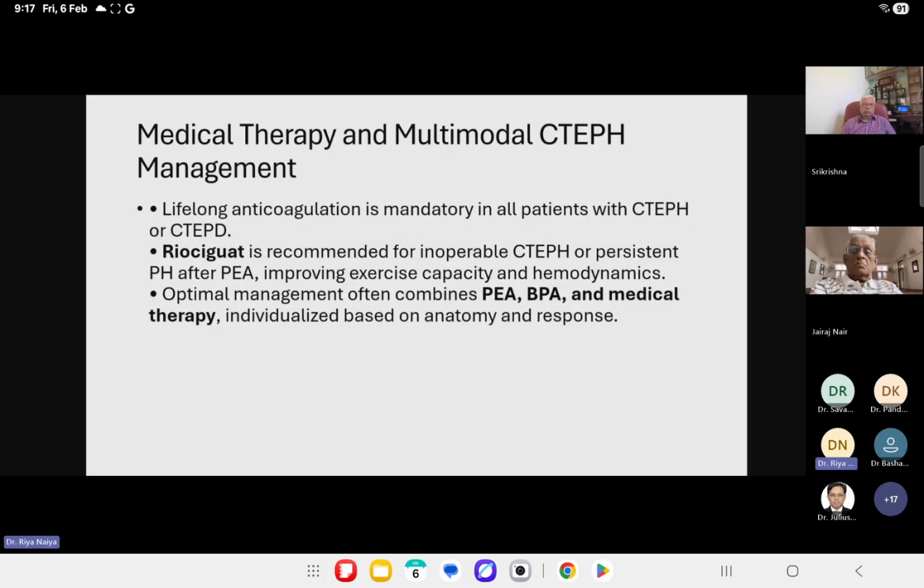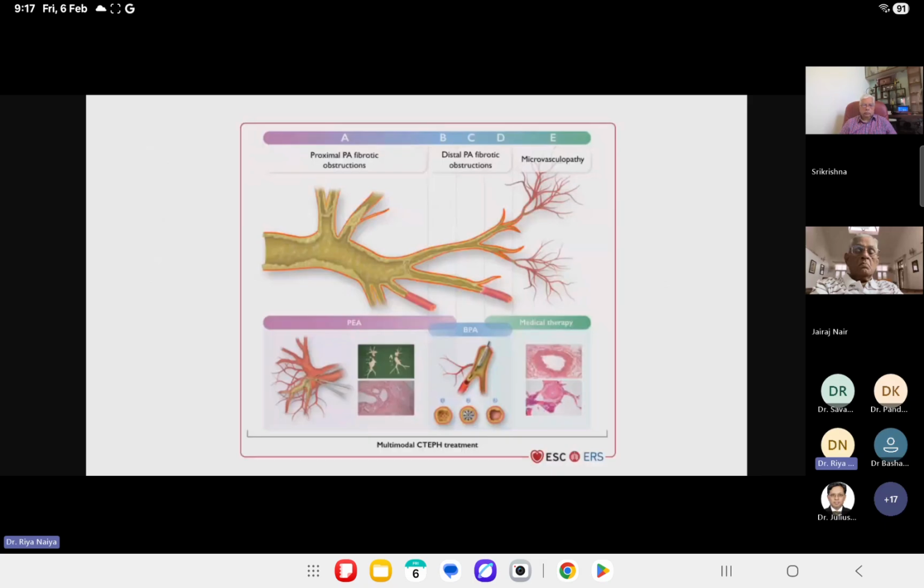So this is an image that basically shows us the various levels of disease and what the approach is. In the first one third of the image, we can see that the disease is usually limited to the larger lobar and interlobar arteries, so it is amenable to surgery through pulmonary thromboendarterectomy. In the distal PA, which have much smaller caliber, those areas are more amenable to BPA. Whereas in microvascular vasculopathy, where the size of vessels is less than 0.5 millimeters, it is usually preferred to do medical therapy in those cases.